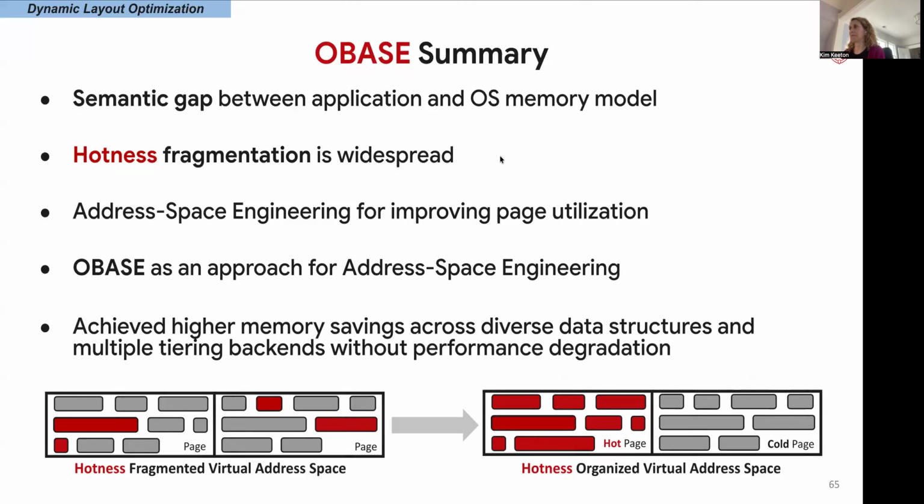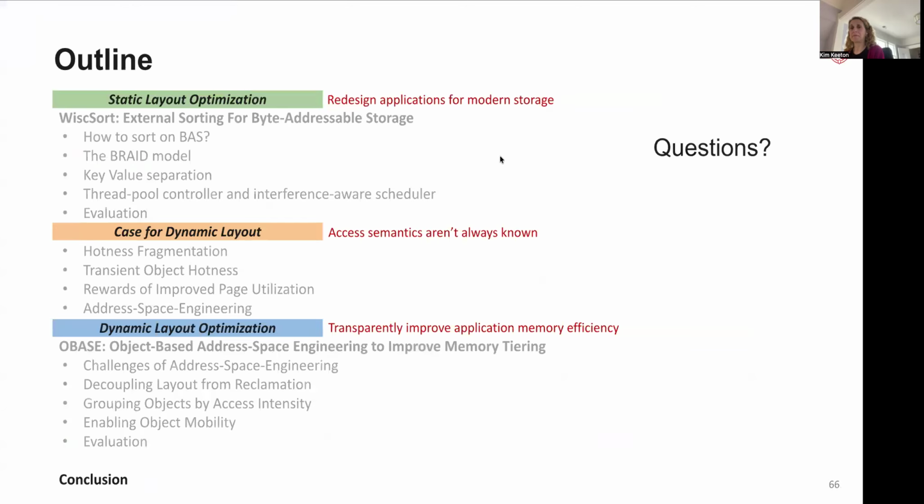But yeah, achieving higher memory savings across diverse data structures is possible if you are okay with a few performance degradations due to instrumentation. But it also shows how you can improve multiple tiering backends, both reclamation and page-based tiering systems. So this is the end of my outline talk, and I have a conclusion section if you have any questions before that.